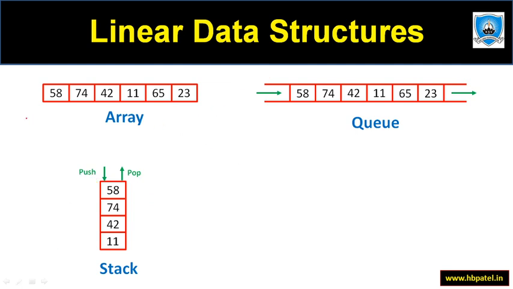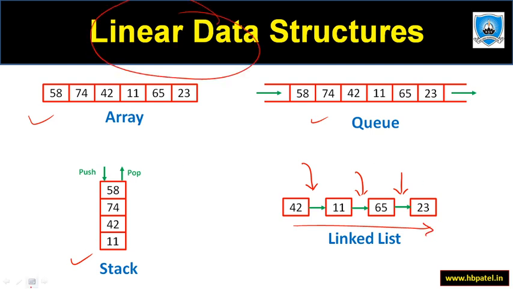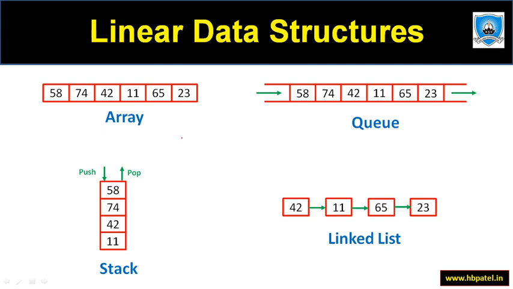So array, queue and stack. Now one more category is linked list, wherein the data items are linked. We'll see the concept in detail, how they are linked through addressing mechanism. So different data items are linked together. So again, this goes in a linear way. So all these examples are linear. Linear means they go in a linear way.